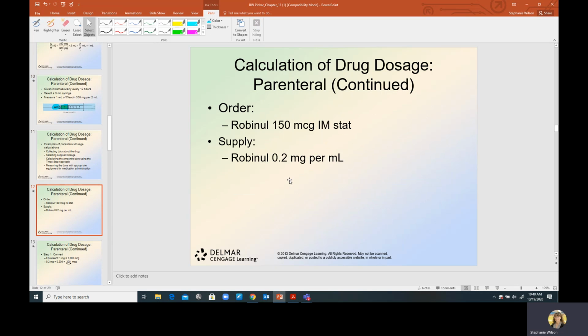So let's skip over to an example. I have an order, and it's in micrograms. I have a supply, and it's in milligrams. What do I know? We need a needed conversion. What are we solving for? We're solving for milliliters, right? Usually I'll have a question with it. So we're going to need a needed conversion.